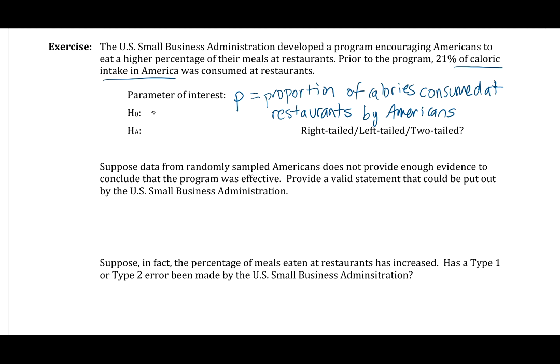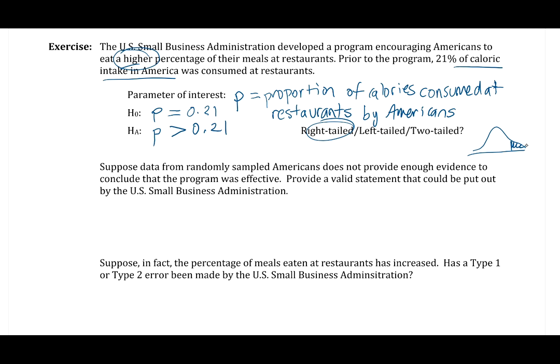All right, let's try and write our hypotheses. We know our parameter is P, so that goes here and here. We know the null hypothesis always has a statement of equality. And then let's look back at our problem here. It says prior to the program, 21% of caloric intake in America was consumed at restaurants. So we're starting with a 0.21 for our proportion. And then they're trying to encourage them to eat a higher proportion, or higher percentage. So we're going to investigate whether this proportion is actually now larger than the 0.21. So it's higher. Our alternate hypothesis is a greater than. We're looking at a right-tailed test. When we carry out a hypothesis test, we'll be looking for evidence in that upper tail.